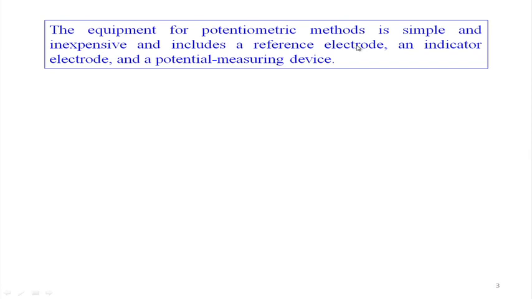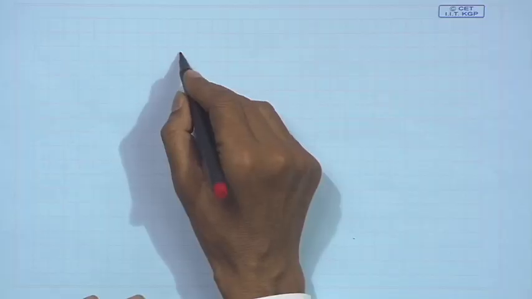It is a very simple one, as I told you, and is also inexpensive, and it includes a reference electrode, an indicator electrode and a potential measuring device. So, as we have seen in our previous class, we use the corresponding electrochemical cell.